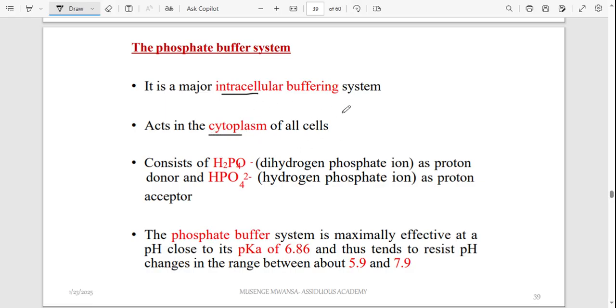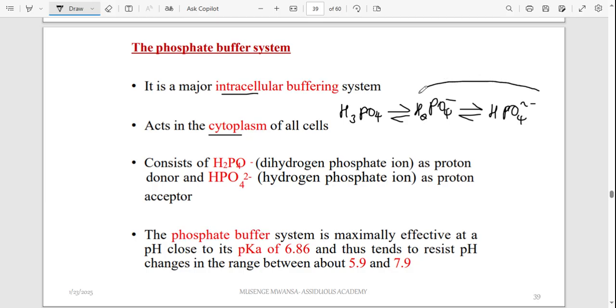And for a phosphate buffer, remember the way phosphate is, phosphoric acid is like this. If this dissociates, it's going to form H2PO4, losing one hydrogen. When something loses hydrogen, it becomes negative. Again, when this one loses another hydrogen, it becomes HPO4, now with a 2 minus. So it is these two which act as the buffers. They are conjugates of each other. You can see they have got a difference of one hydrogen. The one with more hydrogens is the acid. The one with fewer hydrogens is the base.